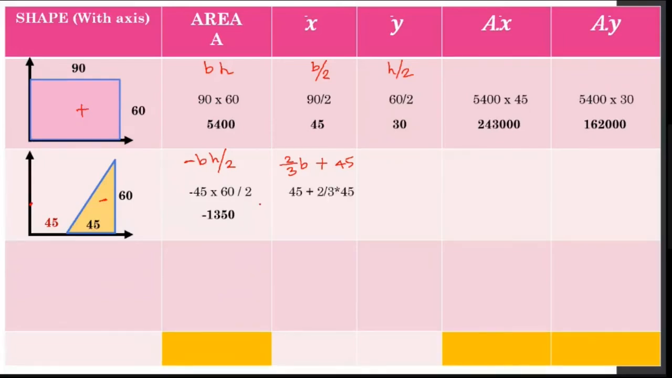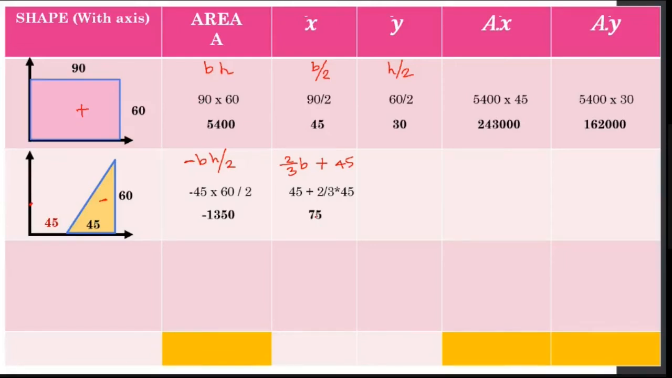So I can write it like this. 45 plus 2 by 3 into 45, right? To get the value, which is 75. It is positive, don't put negative. Negative is applicable only if your triangle is on the other side. So this is in the first quadrant. If your triangle is in the second quadrant, you can put minus here.